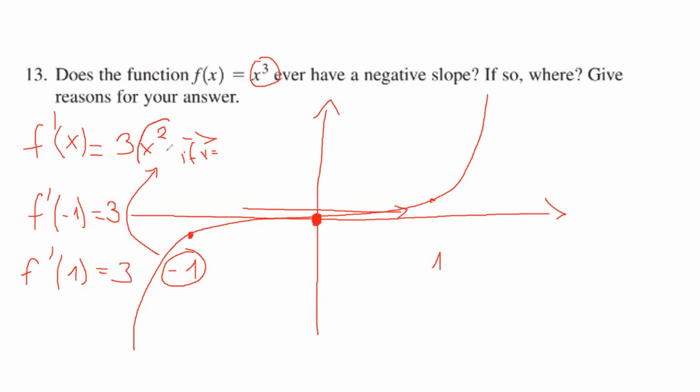Because we have a square, and a square makes any negative number positive. So no matter where we pick our number on the whole range of the axis, it's always going to indicate that the graph is growing at that point.